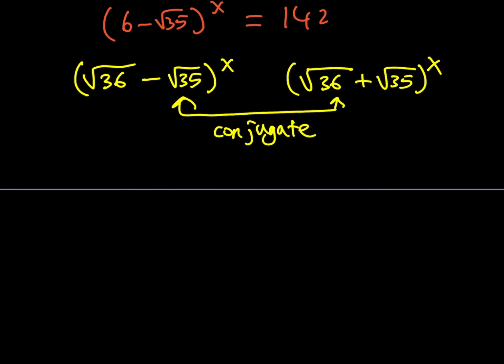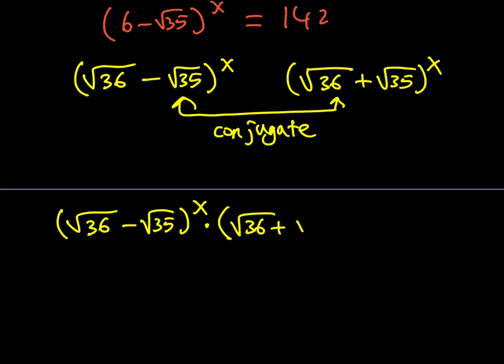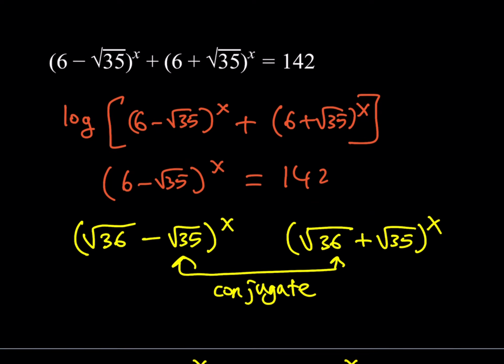Let's multiply these two expressions together: (square root of 36 minus square root of 35) to the power x multiplied by (square root of 36 plus the square root of 35) to the power x. Since they both have the same exponent, I can just multiply the insides, and that's going to give me (36 minus 35) to the power x, which means 1 to the power x, and that's equal to 1. Wow, that's nice, right? So not only are these conjugates, but their product is also 1, which is cool. But how can I use that in my expression? Their product is 1. Their sum is 142. So that's one way to approach it.